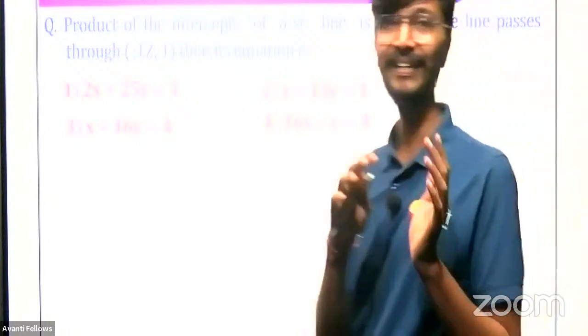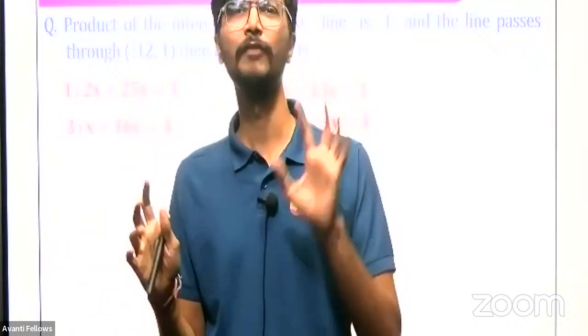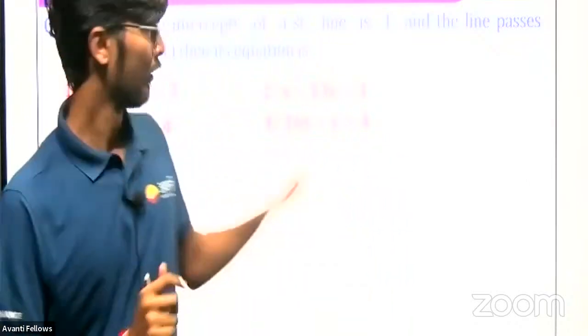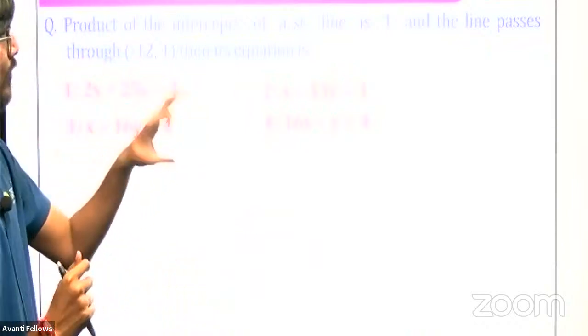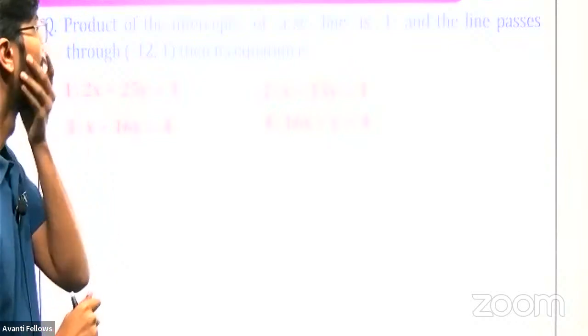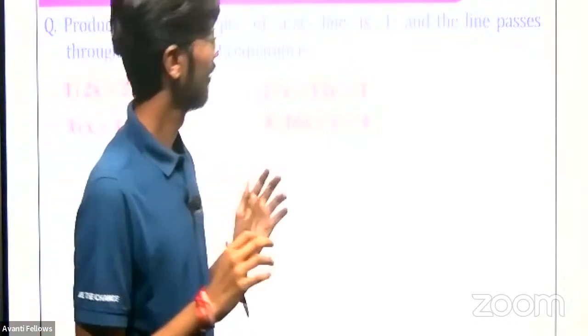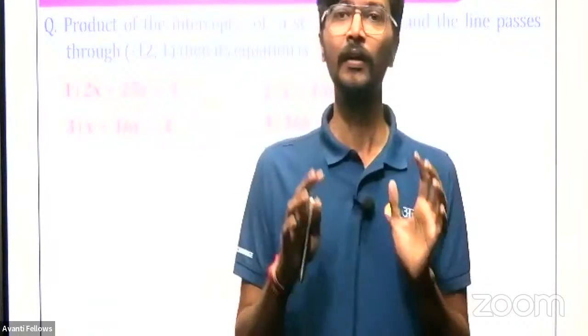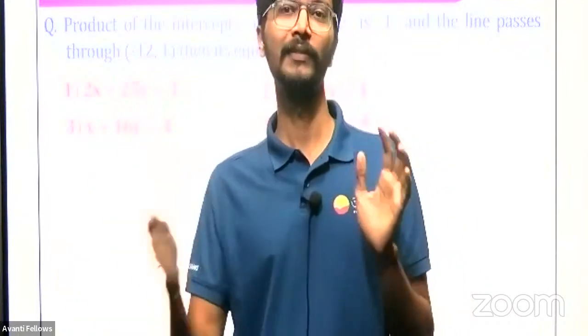So let's see the next question here. Again, we have the question in terms of intercepts. In such cases, we can obviously do it with slope point form, but I personally prefer to do it with double intercept form. Product of intercepts of the straight line is 1 and the line passes through this point, then the equation is. Let me tell you, here we can also use the options and get the answer.